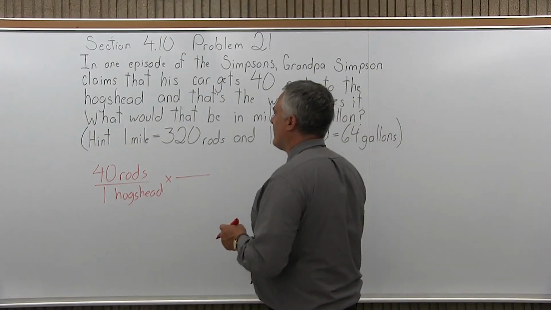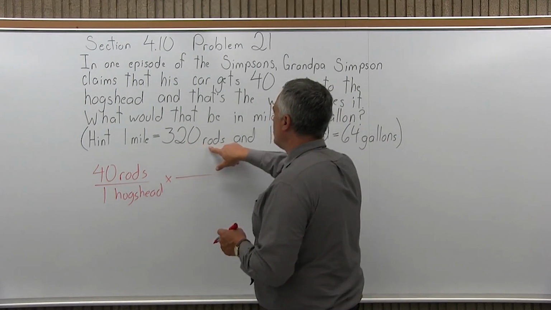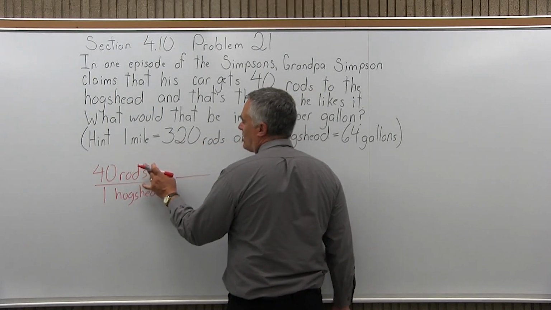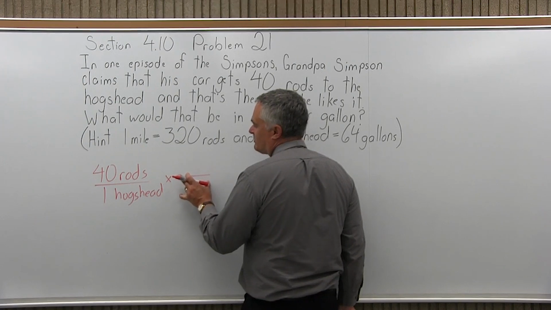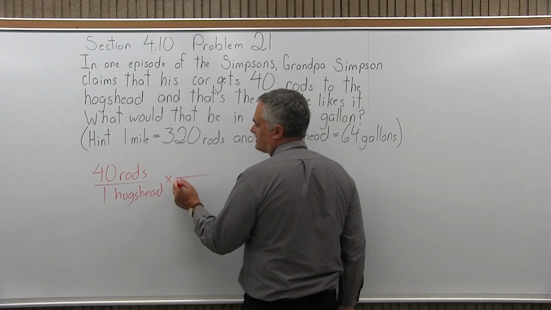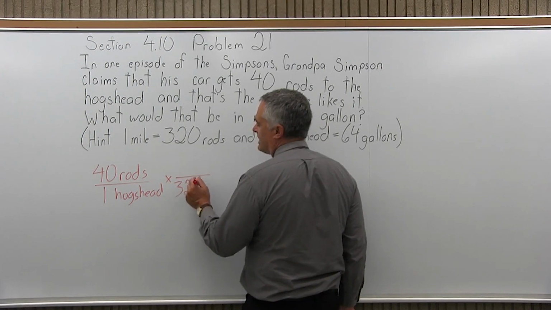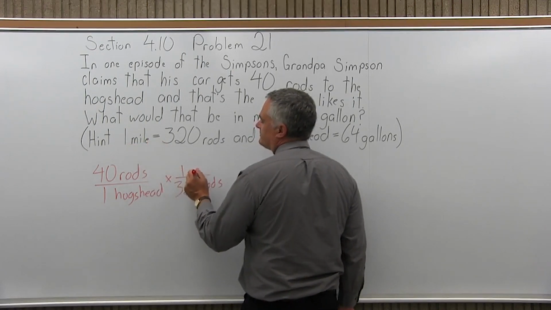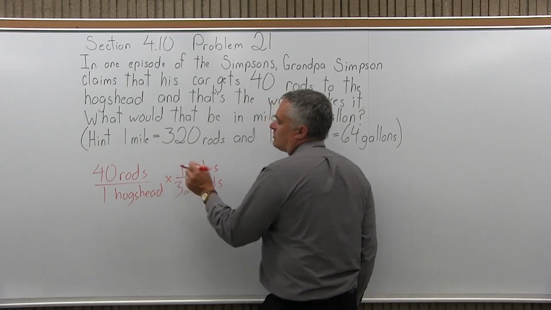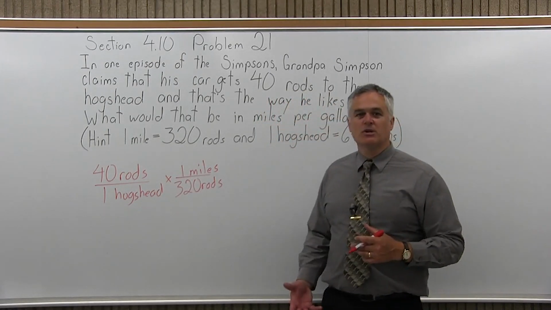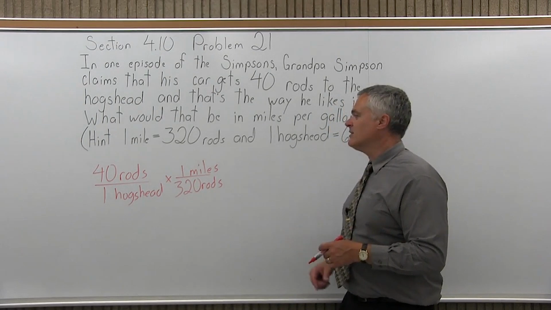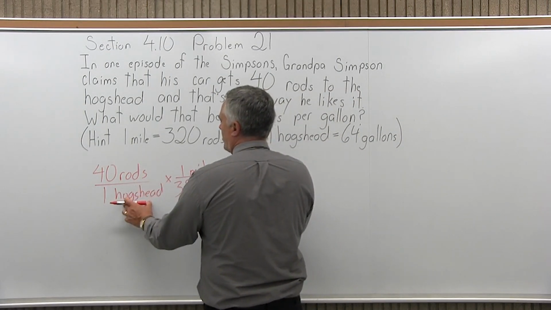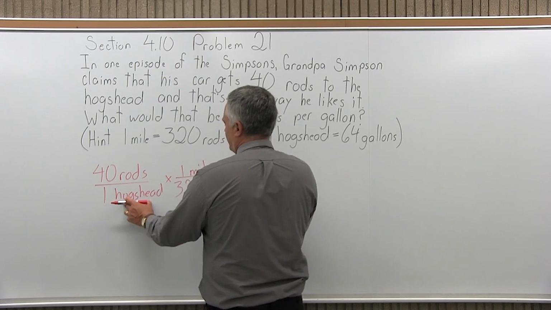So for one thing, I have this first hint, 320 rods is the same as 1 mile. So if I want to cancel rods, when I multiply, rods should be in the bottom, the denominator. So 320 rods, an equivalent amount is 1 mile. Because what's in the numerator and denominator of my fraction when I multiply these have to be equivalent, and they are. So now rods will cancel, and that'll tell me how many miles he goes in a hogshead of gasoline.